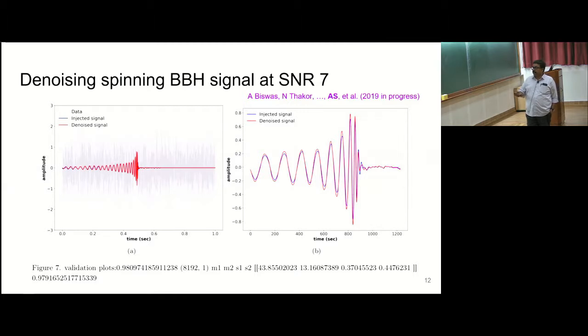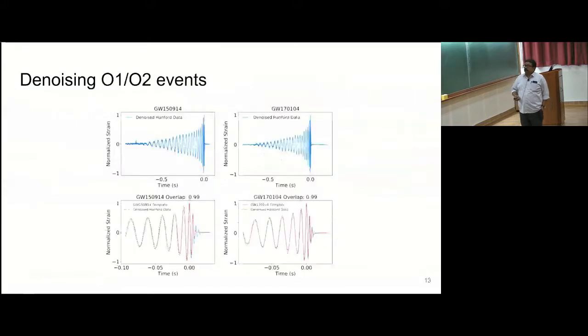Pardon this, this is mislabeled. These are just samples. So you can see that these reconstructions are better than 98% accuracy. But of course, more work needs to be done. For instance, people have tried to denoise the GW catalog events. For instance, this is the 150914 event. This is another event, and you can see that these overlaps are better than 99%. So there's a lot of promise in these kinds of searches.